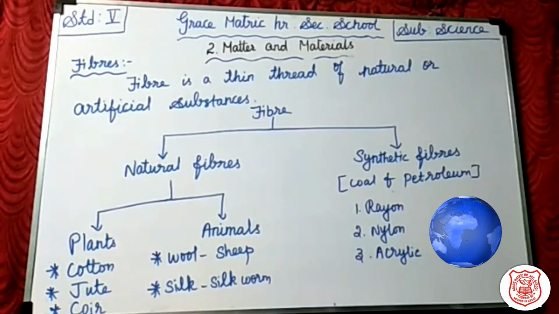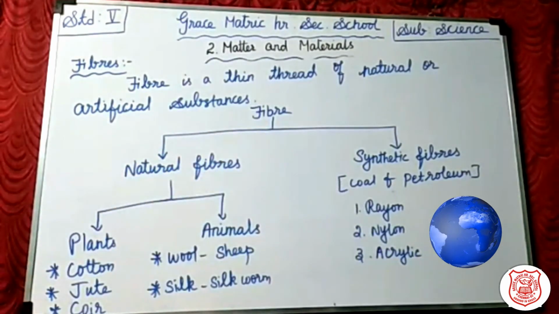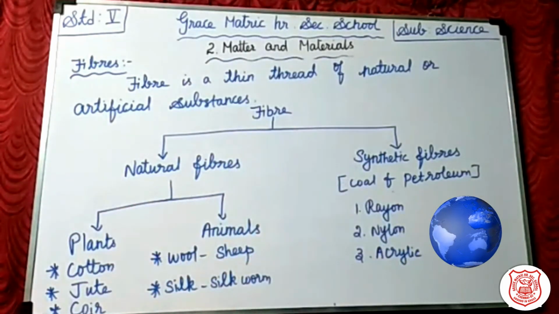The clothes we wear are made up of fabrics. Fiber is used to make cloth with the help of power looms or weaving machines. Fibers can be classified into 2 types. Mainly, the fibers can be classified into 2 types. The first one is natural fibers and the other one is synthetic fibers.